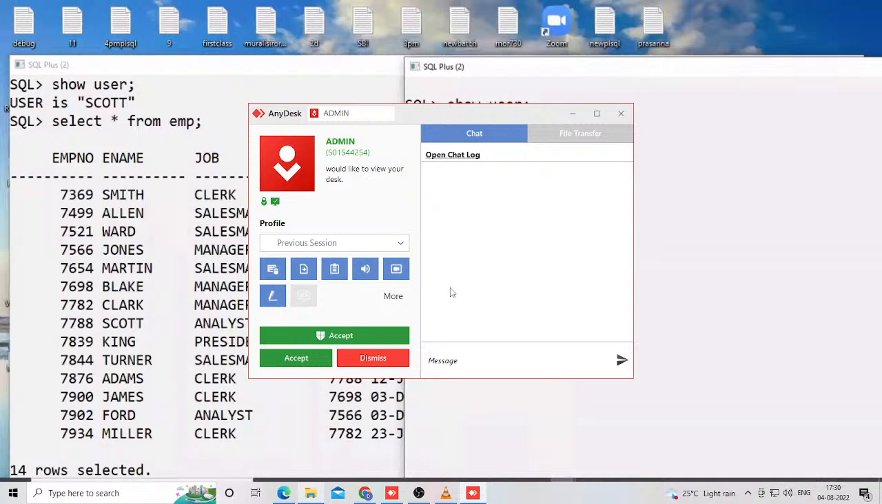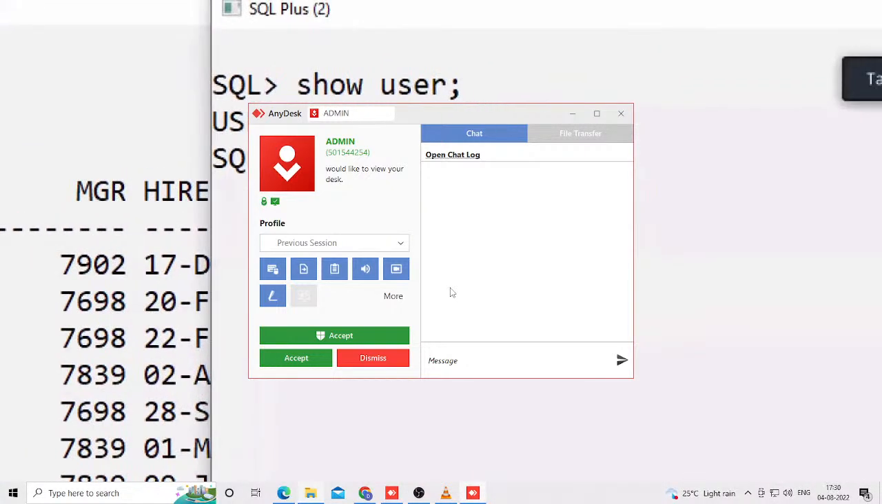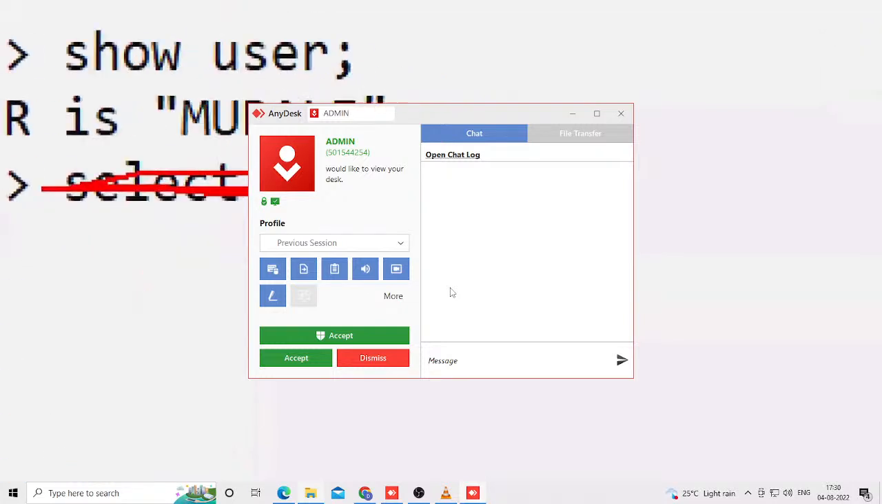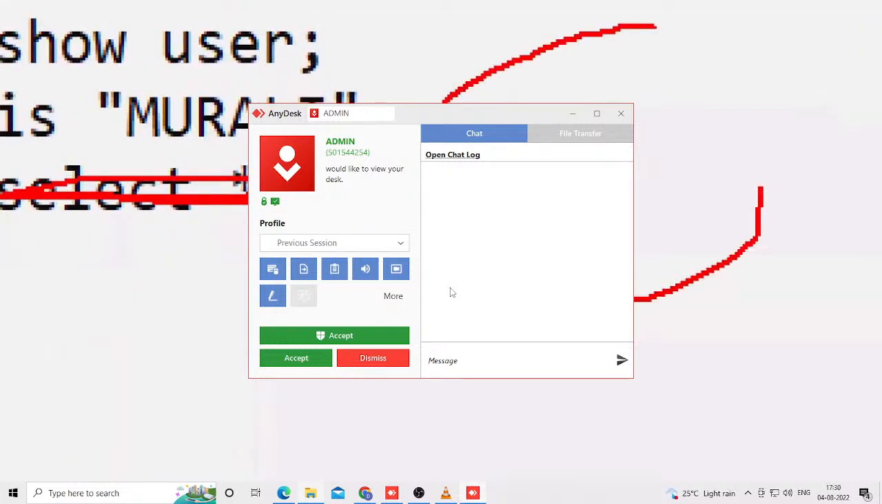The Murali user does not have this table, but he is typing some command. Don't worry, this SQL command comes in the future. Select star from, table name EMP. The Murali user is typing it. Possible or not possible? Now, is the Scott user's table visible to the Murali user or not? Is the Murali user allowed to access the Scott user's table? Possible, maybe not possible.